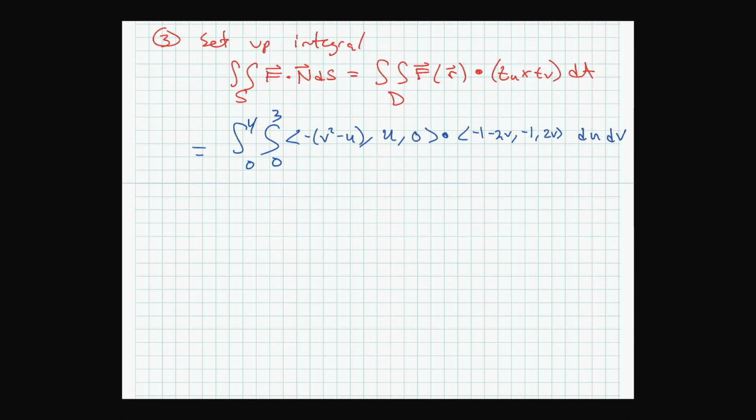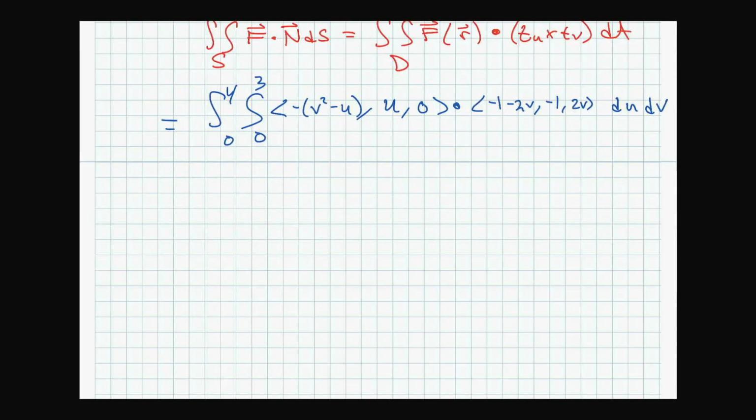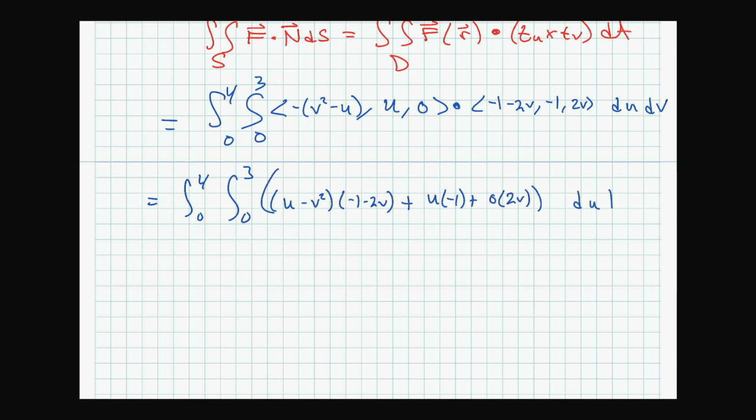All right. So you've got to do this dot product here. And this dot product is not going to be super hard or anything. It's just a dot product. So we've got 0 to 4, 0 to 3. We've got to multiply this by this. So the first component is going to be u minus v squared, that's this times this, which is negative 1 minus 2v. Notice that what I did here was I just multiplied the minus in here, which reversed these. Okay, second component is going to be u times negative 1. Third component is going to be 0 times 2v. Whenever we figure this out, that's going to be du dv.